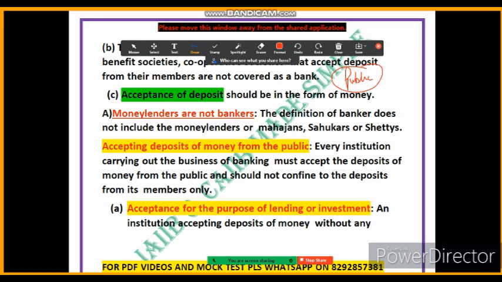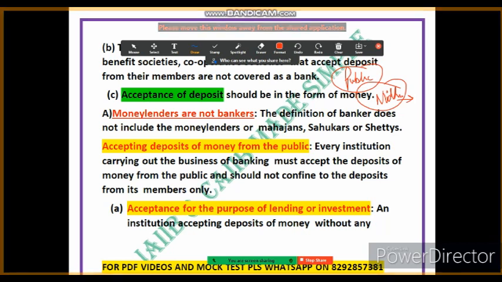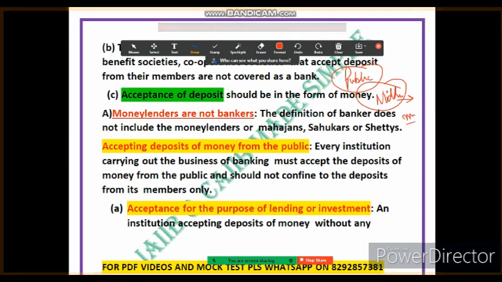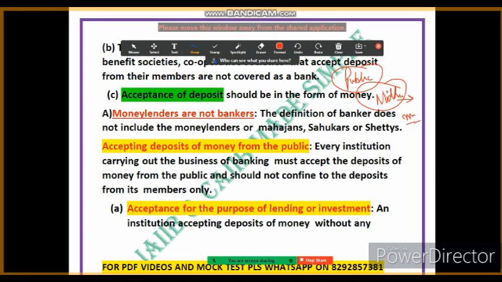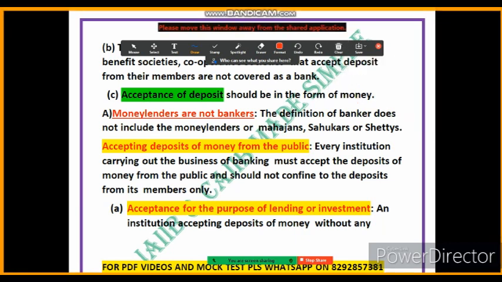Institutions like nidhis, do you know the meaning of nidhis? Have you heard the meaning of nidhis? So these nidhis are what? These are multi benefit societies, right? So what is nidhi? Nidhis are multi benefit societies, and you might have heard about cooperative societies. So nidhi and cooperative society only accept deposit from their own members and not from the public, right? They don't accept any deposit from the public. They accept deposit from their members only.